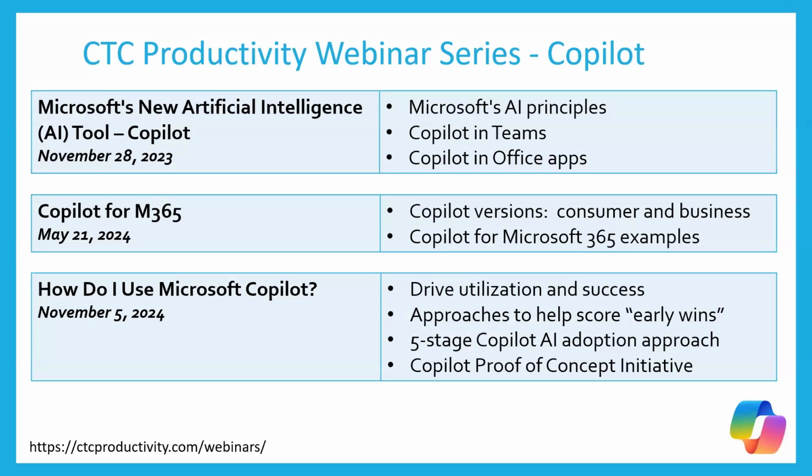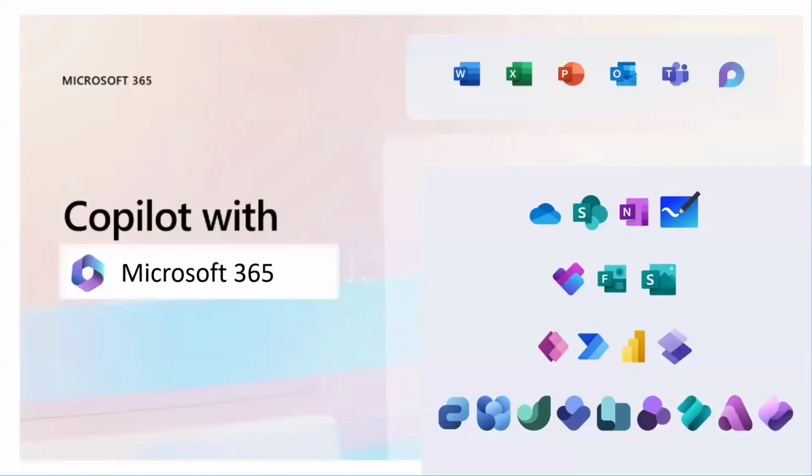So if you're interested in some of the basics, make sure to go back and watch that. It's a great video. Another great video is Copilot for Microsoft 365, done in May. It talks a lot about some of the differences between the consumer and business side. And today we're going to take the next step and talk about opportunities within the organization, how you can achieve some of those opportunities, and what's a strategy to roll AI out and to roll Copilot out within your organization.